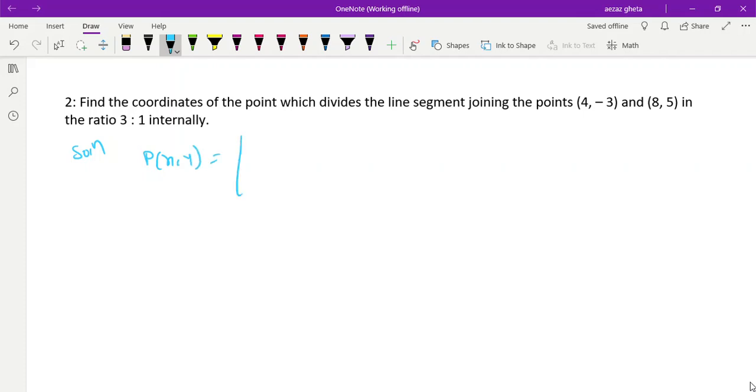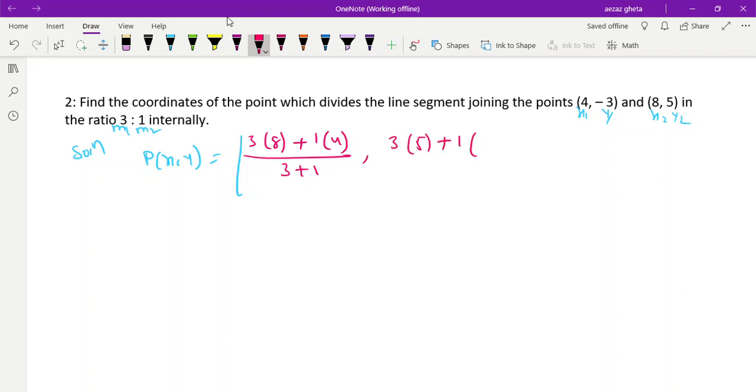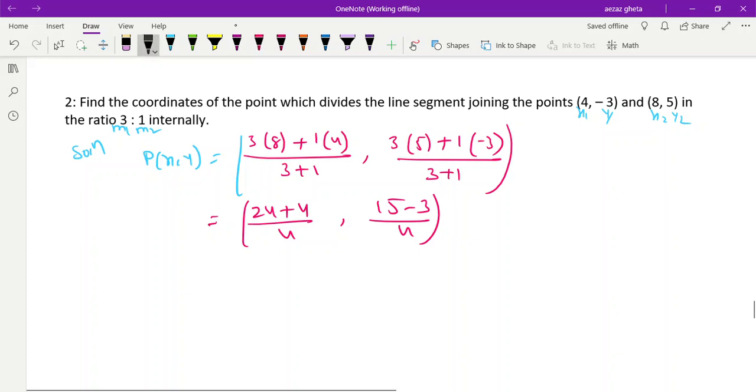P of (x, y). This is m1 and m2. This is x1, y1, x2. You should write the formula, no doubt in that. m1 x2, 3 into 8, plus m2 x1, divided by 3 plus 1. m1 y2 plus m2 y1. 3 eights are 24 plus 4, divided by 4. 15 minus 3, divided by 4. So we got 28 divided by 4, 12 divided by 4. 4 sevens are 28, 4 threes are 12.